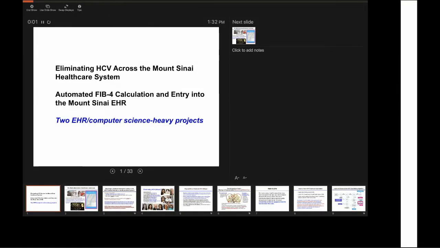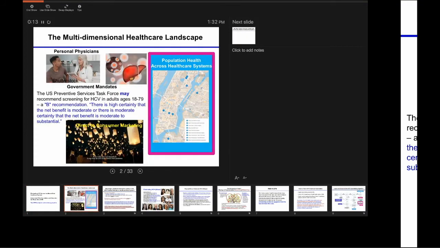So, two projects: eliminating hepatitis C across the healthcare system and automating FIB-4 in the health record. I don't know how many of you heard Barbara Murphy's State of the Department talk yesterday, but it was really quite interesting and a real endorsement for the idea that in the arena of population health, there is a great need for medical informatics and better use of information in the health record, getting on top of things and being proactive with information that's available but just laying fallow.